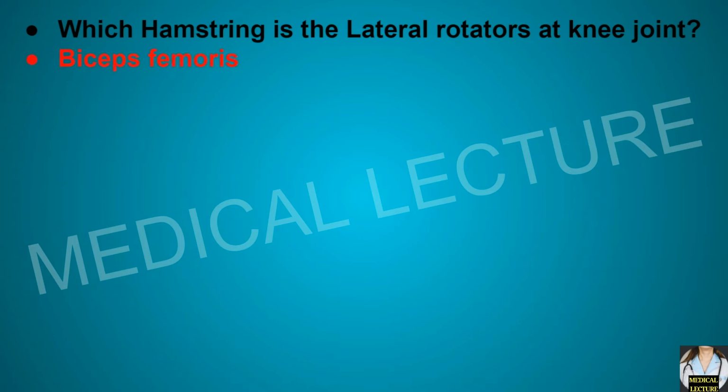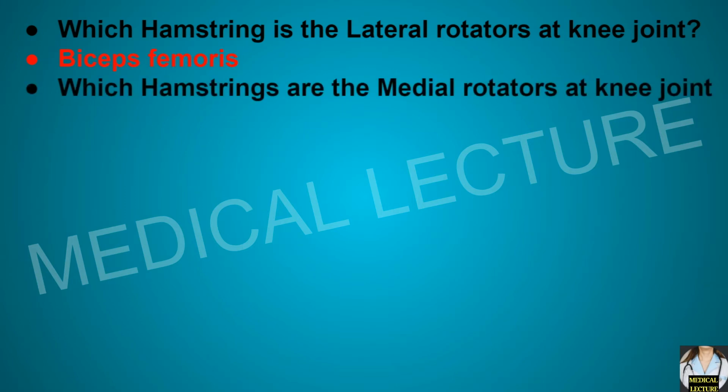Which hamstring muscle is the lateral rotator at the knee joint? So it is the biceps femoris muscle. Which hamstring muscles are the medial rotators at the knee joint? So they are semimembranosus and the semitendinosus muscle.